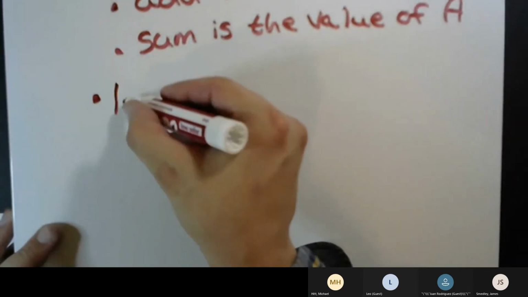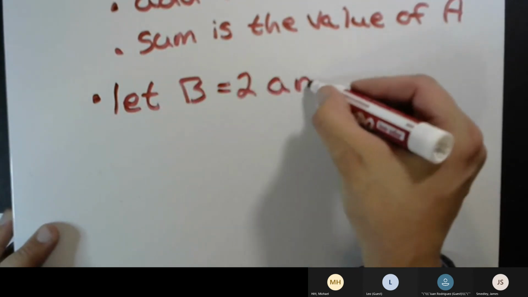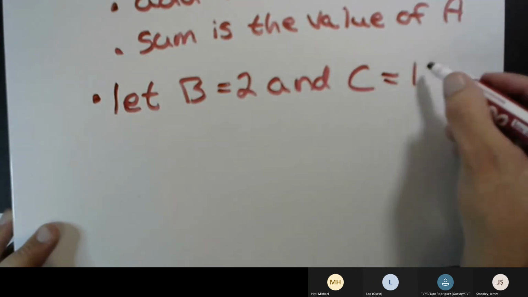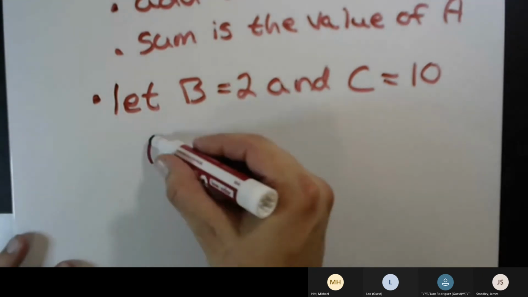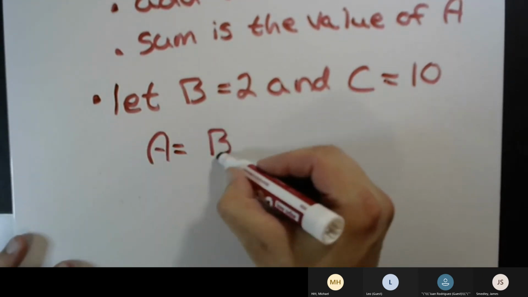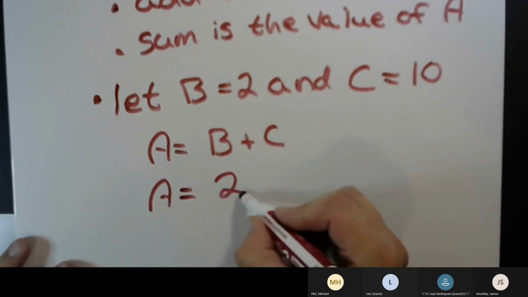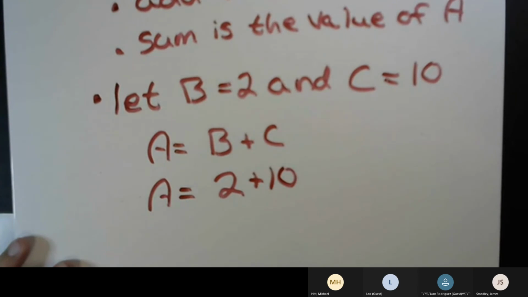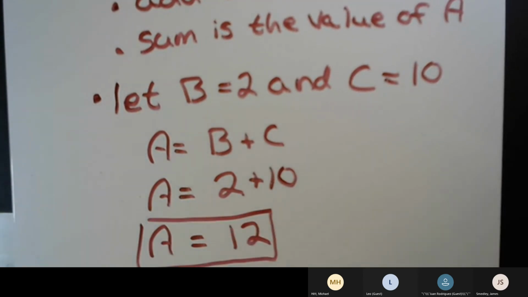So let's let B equal 2 and C equal 10. Well, then A, which is B plus C, is going to be equal to 2 plus 10. And 2 plus 10 is 12, so that means A is equal to 12. Questions about that?